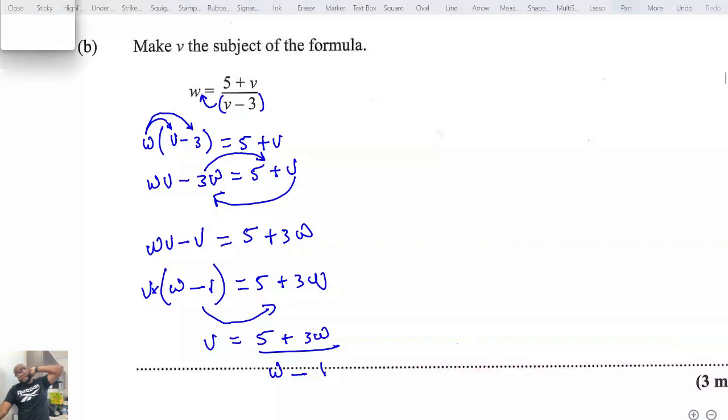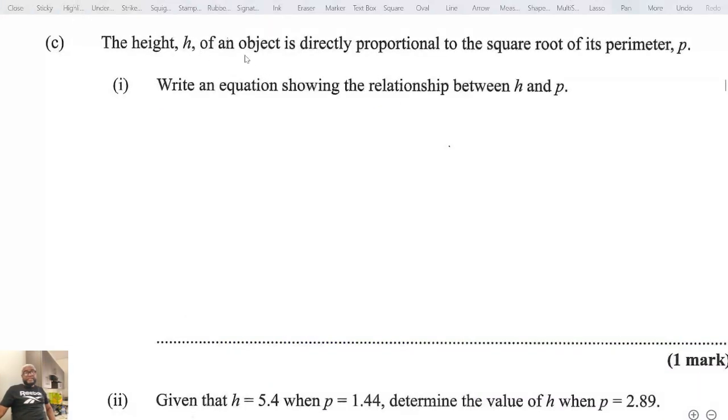Make corrections. The height h of an object is directly proportional to the square root of its perimeter P, right? So write an equation showing the relationship between h and P. Now, once it is directly proportional, we take h and we say it's directly proportional to the square root of P, meaning that the two are related, right? So we go in.